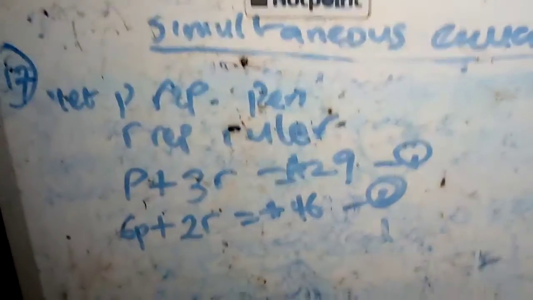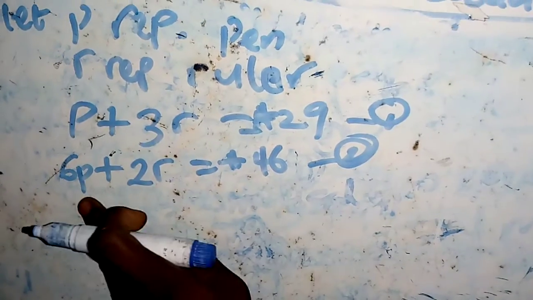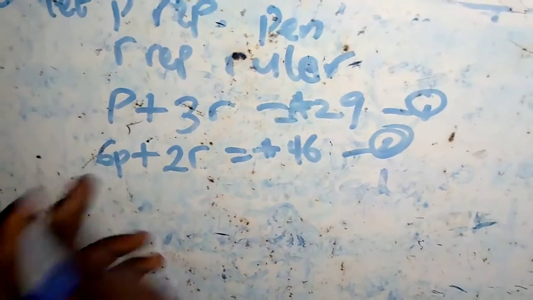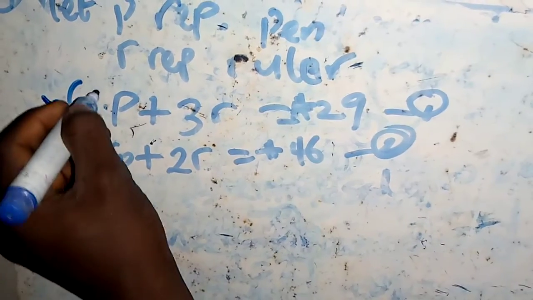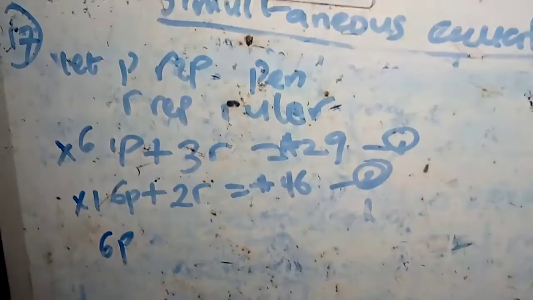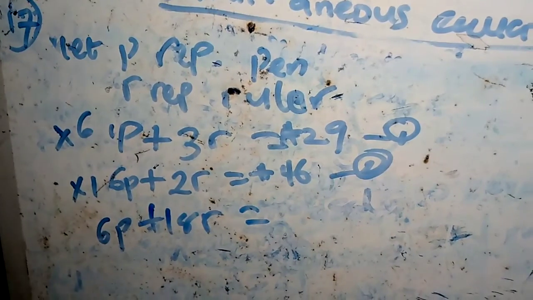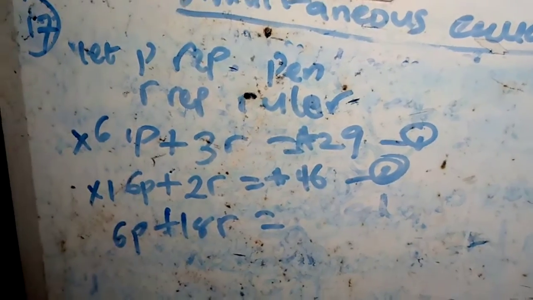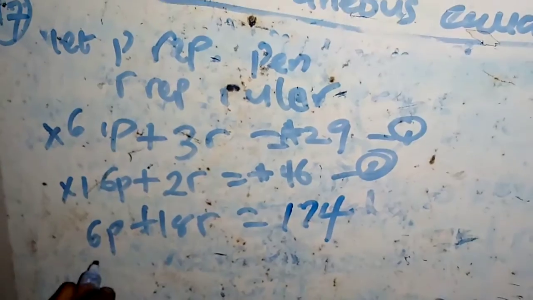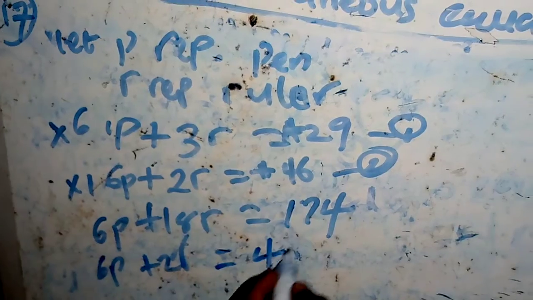We want to use the elimination method, solving the simultaneous equations using the elimination method. We want to eliminate P in order to get R. So this 6 is the coefficient of P. Multiply the first equation by 6, and the second by 1. So 6 times P is 6P, 6 times 3 is plus 18R, equals 6 times 29, which is 174. Then 1 times 6P is 6P, plus 2R, equals 1 times 46, that's 46.